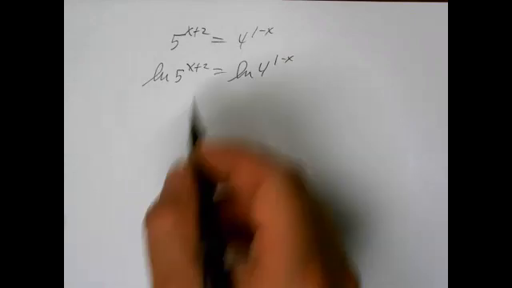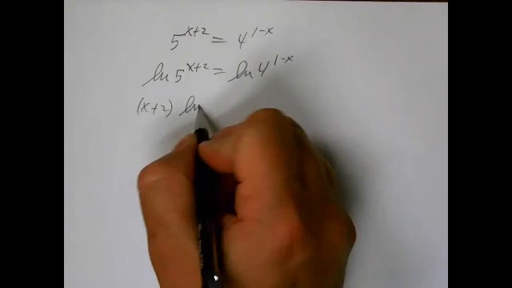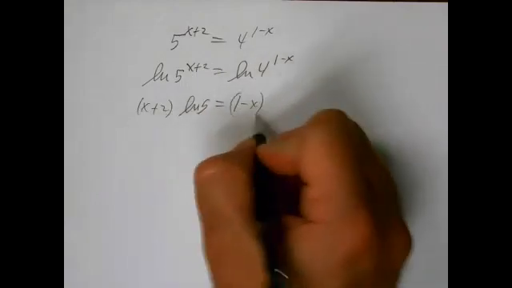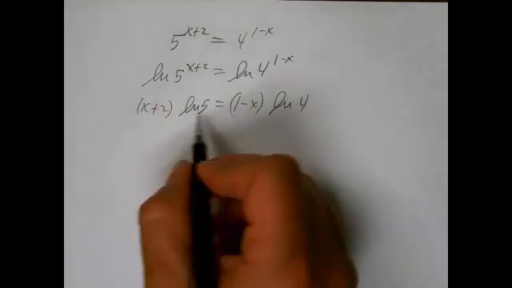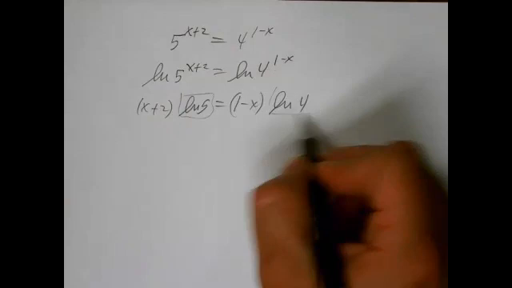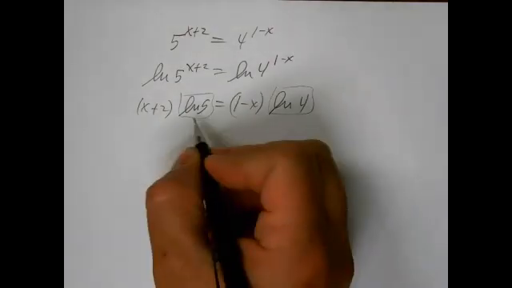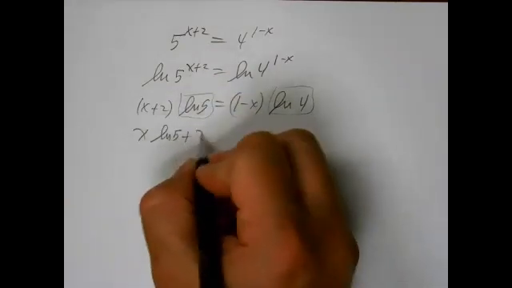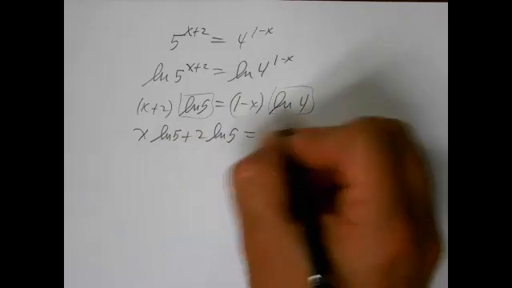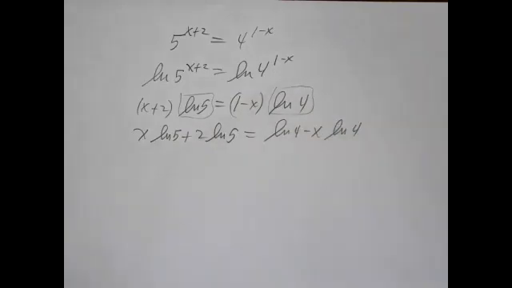Okay. Once again, powers come down as multipliers. Okay. Now I'm going to distribute through the parentheses. You need to look at the natural log of 5 and the natural log of 4 and realize that they're really nothing more than constants. They're just numerical values, and they can be distributed just like any other constant. So this can be x natural log of 5 plus 2 natural log of 5 equaling, multiplying through here, natural log of 4 minus x natural log of 4.